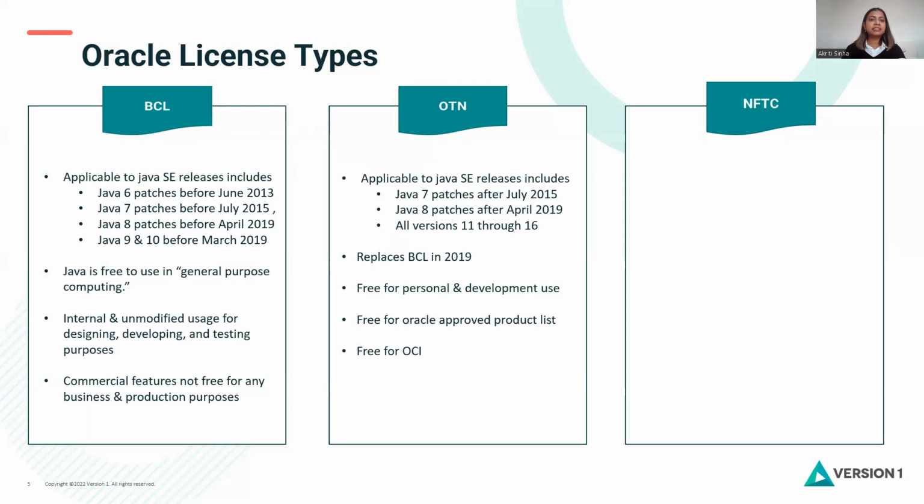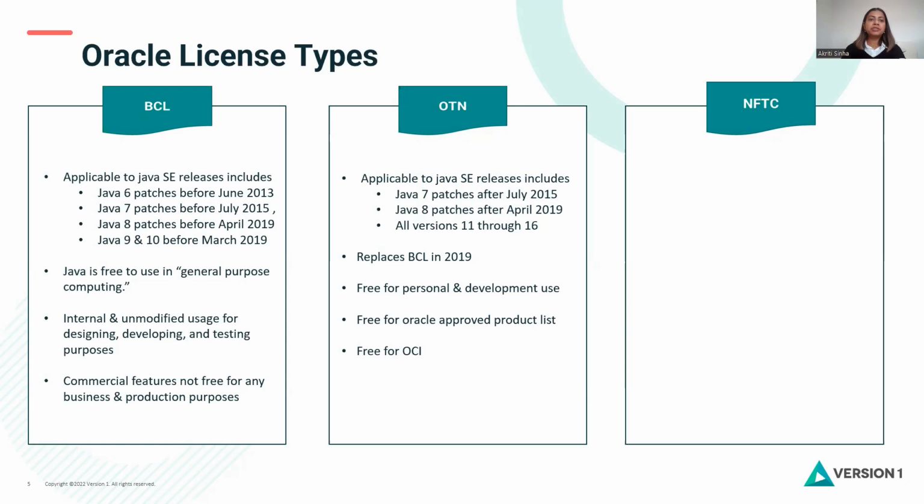OTN license. This was released in 2019, and again, it is applicable to the versions given here. As per this license, it is free for personal development, Oracle approved product, and Oracle Cloud Infrastructure use. Personal use refers to an individual using the programs on their own personal machine. Development purposes means that it allows using the program for designing, developing, and testing purposes.